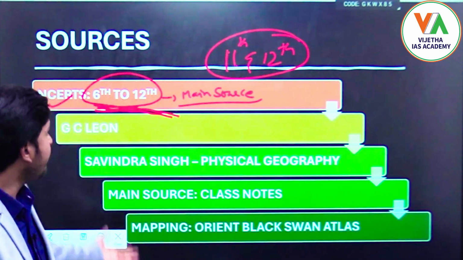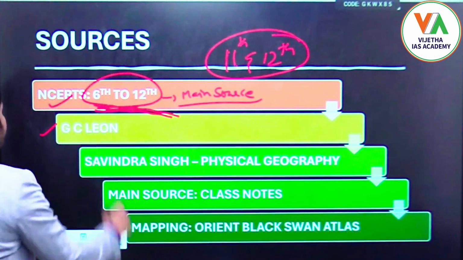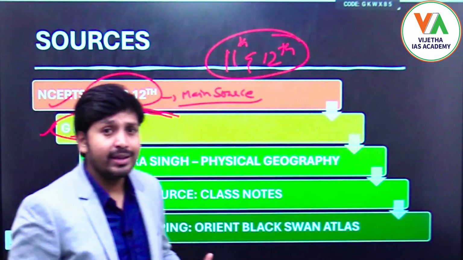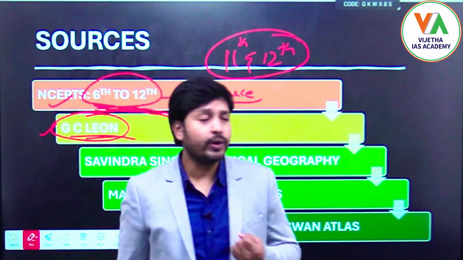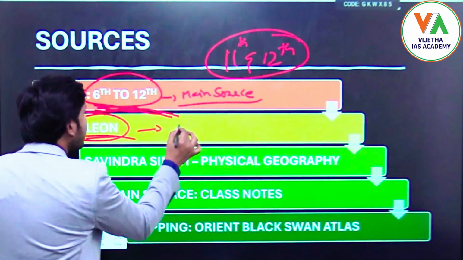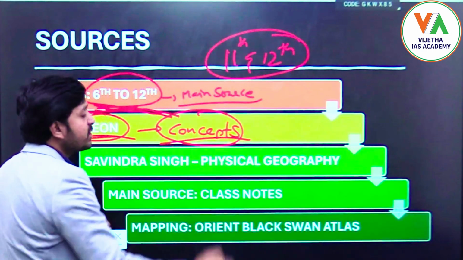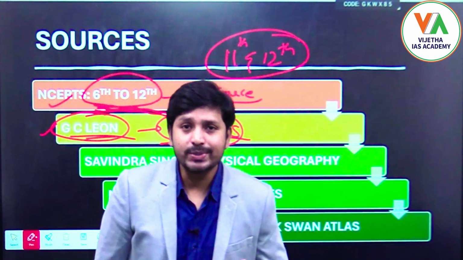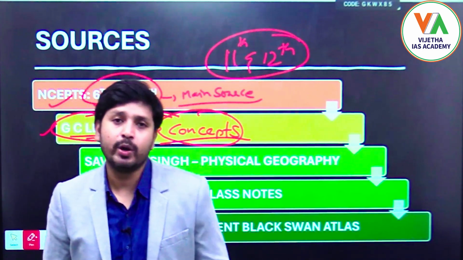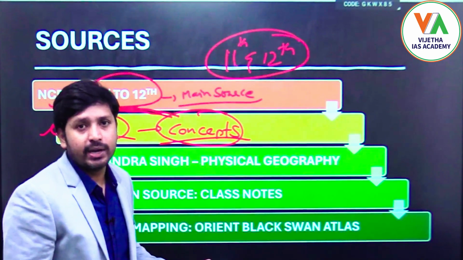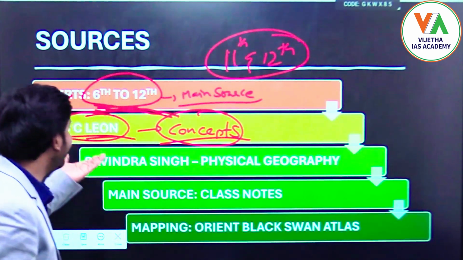Then apart from these NCERTs, there is one more book called GC Leong. GC Leong is generally very useful for our concepts, especially for building your concepts. So everyone has to read this GC Leong compulsorily. It's a must book that everyone has to read.